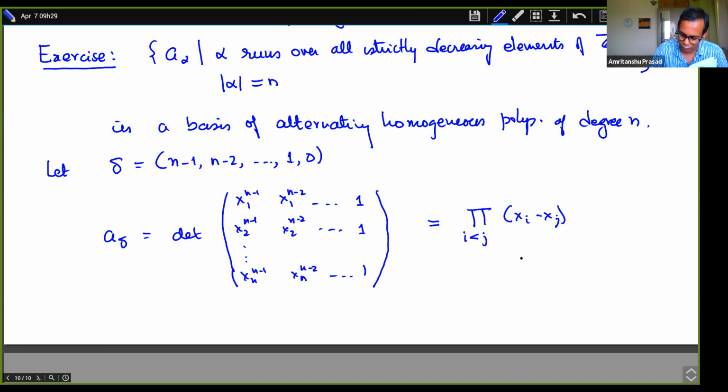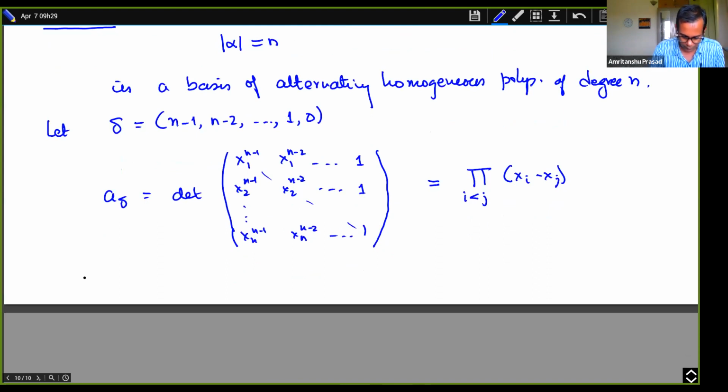But then the degree of both these things is the same. And so the left hand side divided by the right hand side has to be a constant. And you can find out what the constant is by looking for the coefficient of some monomial. And usually we pick the monomial x1 to the n minus 1, x2 to the n minus 2, the monomial that comes by multiplying the diagonal entries of this matrix. So that's the proof of that. And we will be using this technique later to also compute the Cauchy determinant, which we will need.